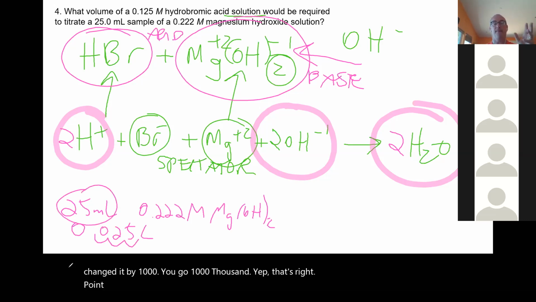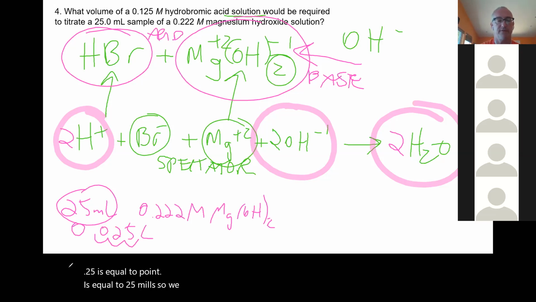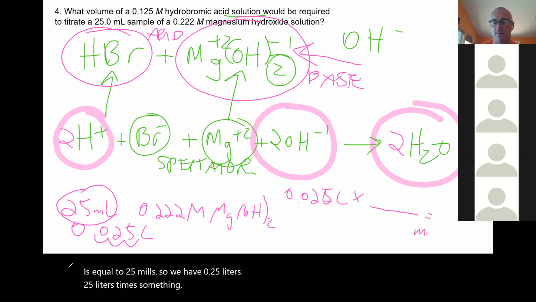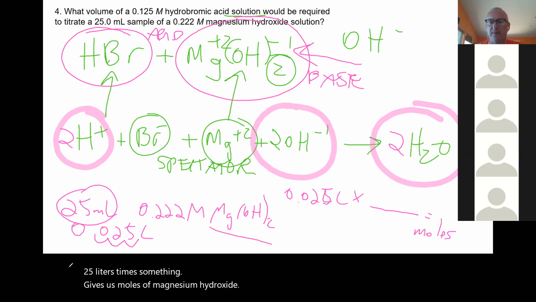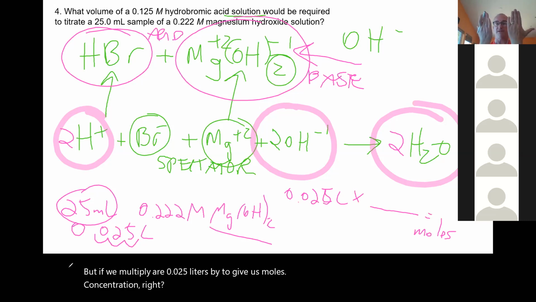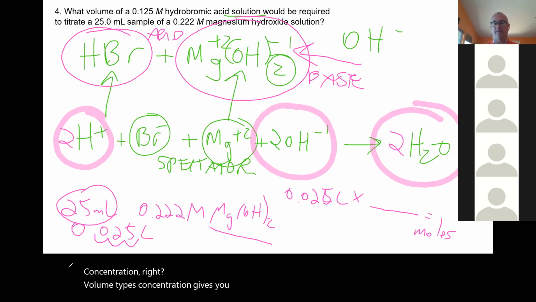0.025 liters is equal to 25 mils. So we have 0.025 liters times something gives us moles of magnesium hydroxide. So what do we multiply our 0.025 liters by to give us moles? Concentration, right? Volume times concentration gives you amount. We always do that.